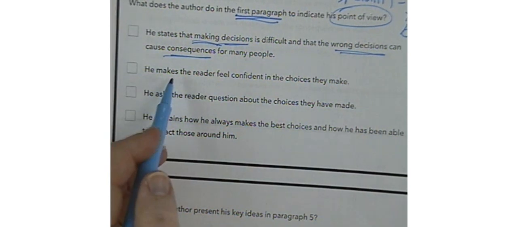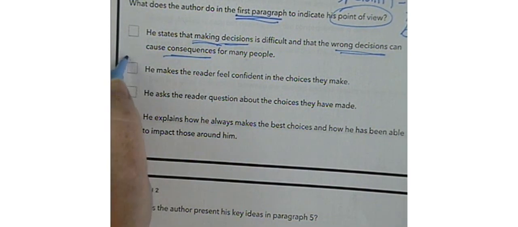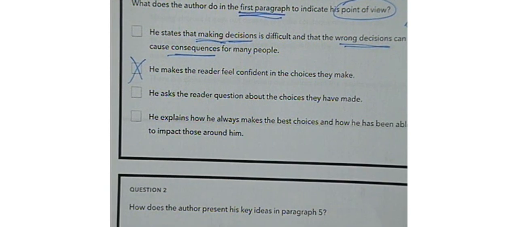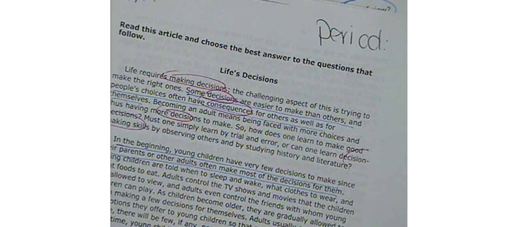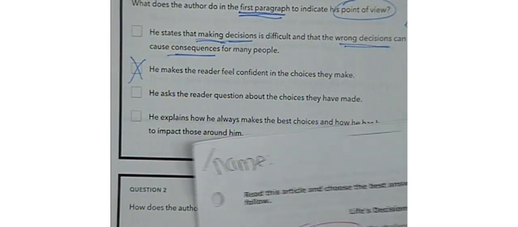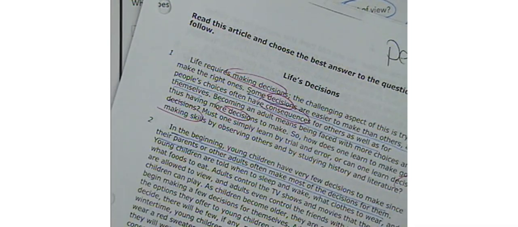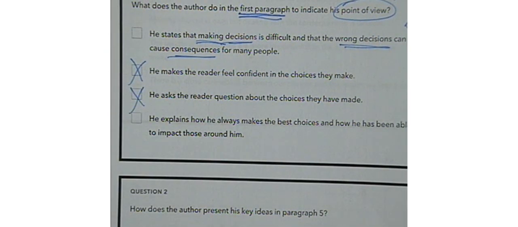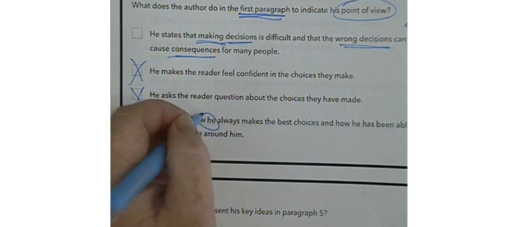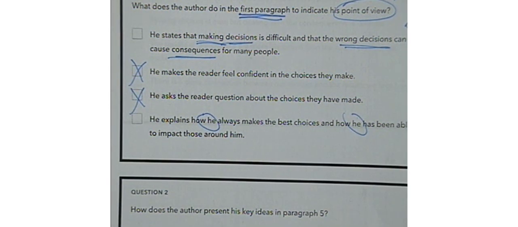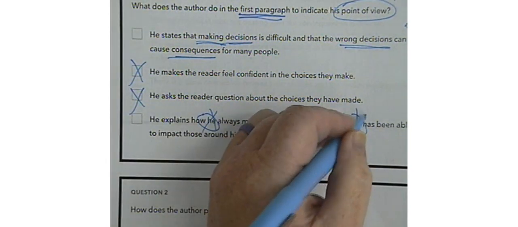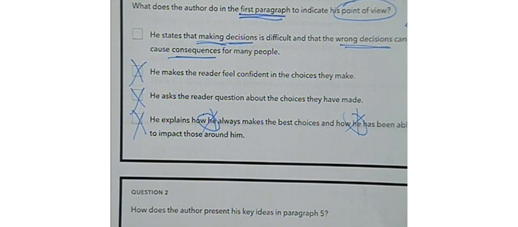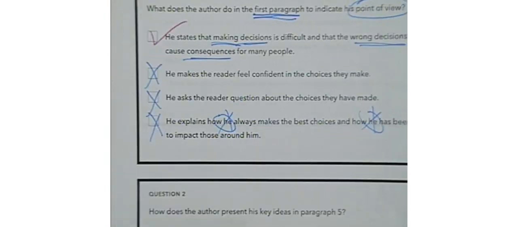B says he makes the reader feel confident in the choices they make. There's nothing in there about being confident. He asks the reader questions about the choices they made. There are two questions at the end, but that is not connecting with the point of view, and those are not questions asking about the decisions that have been made. So that's not correct either. C says he explains how he always makes the best choices, and this should be an indicator because nowhere does he discuss himself. So you are then left with the correct answer of A.